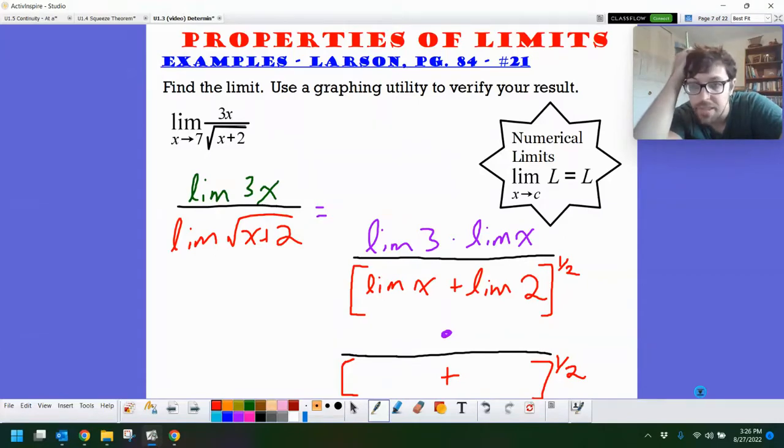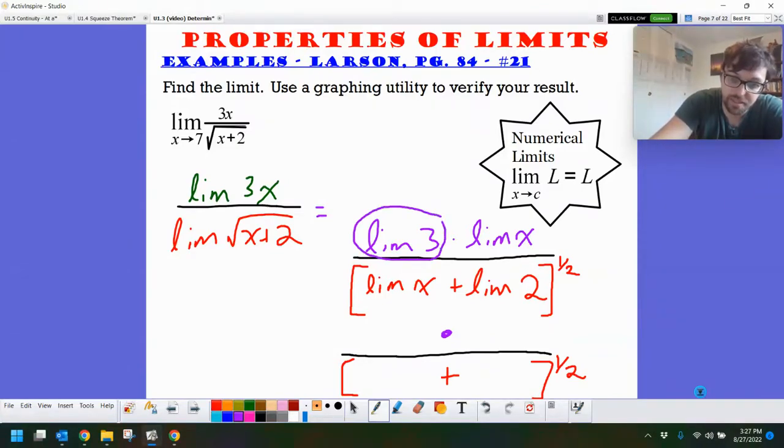Okay, two pieces broken up. I can't break this up anymore. It is just time to knuckle down and start doing some of these limits. This first one right here is just a constant. So the limit of a constant is just going to be that constant. So this is 3. We've got another one of those right here. The limit as x is approaching 7 of 2. It's just a constant, so that's 2.